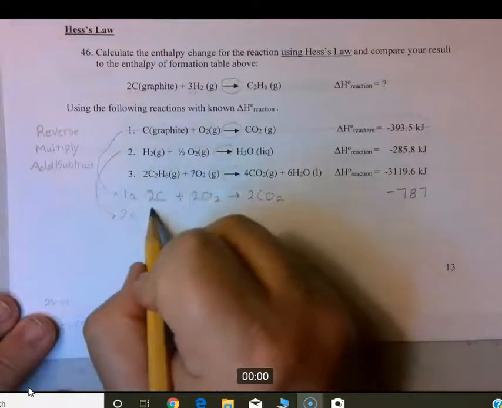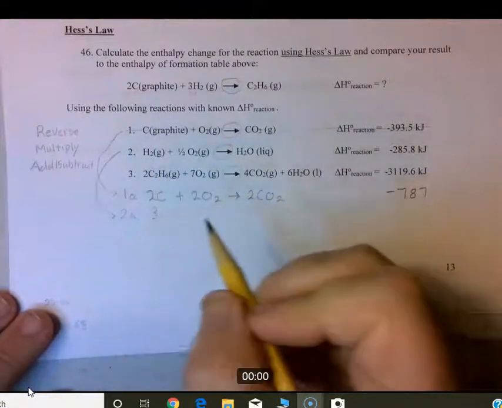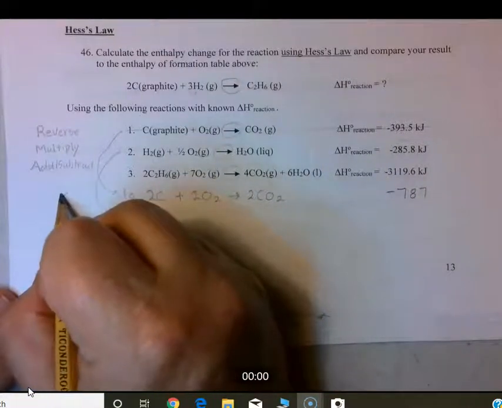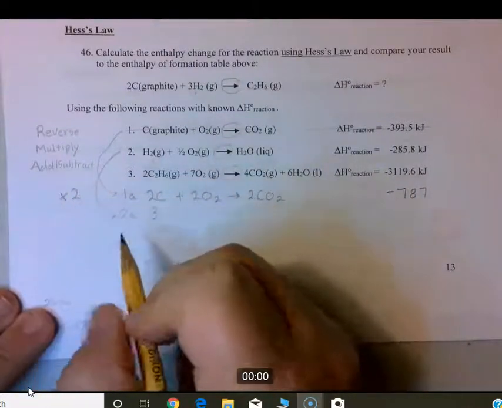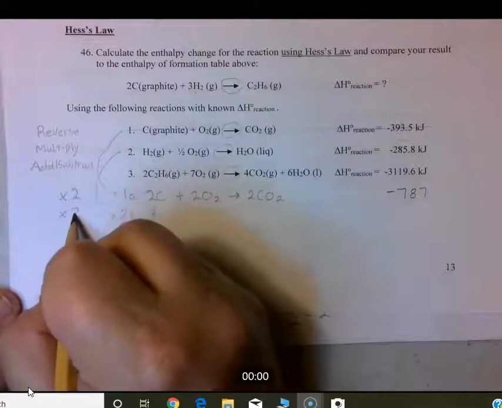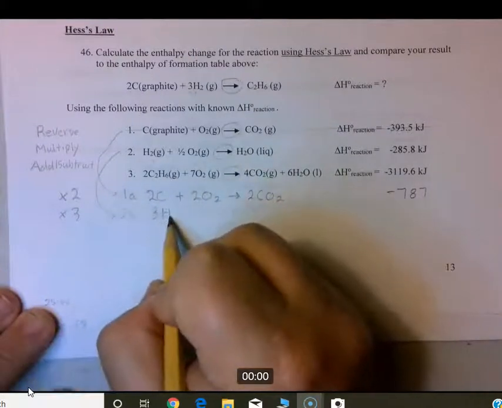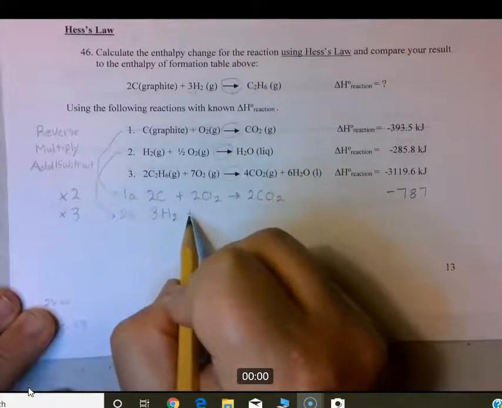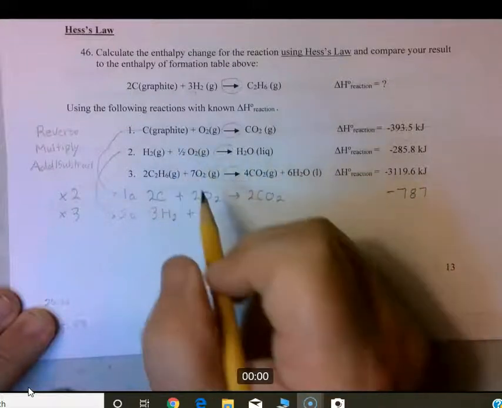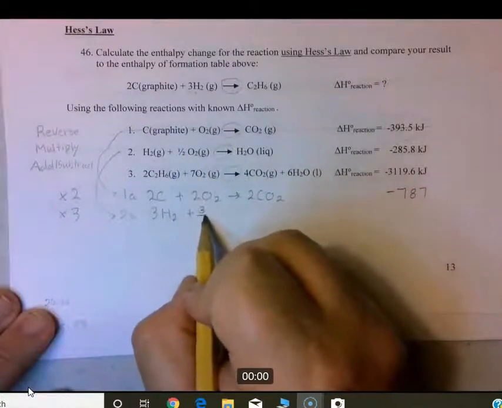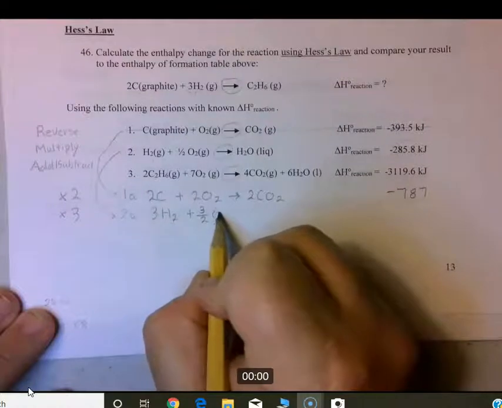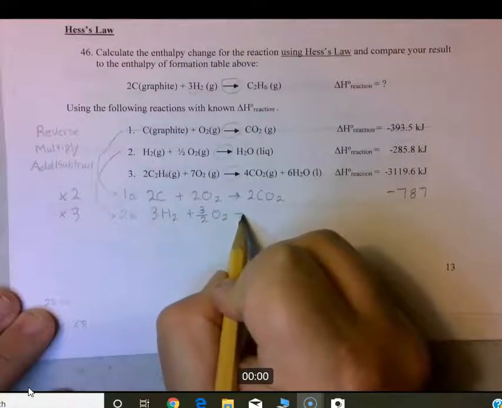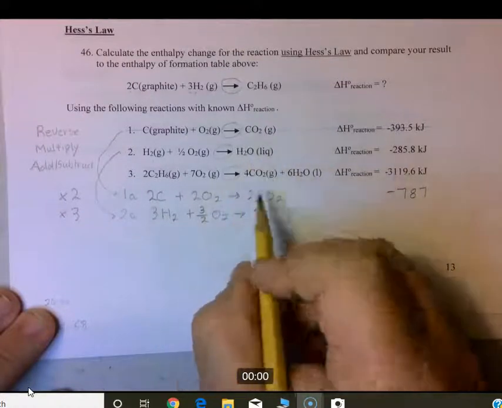And we're going to multiply by 3. I'll go ahead and put next to it what we did. We multiplied this one by 2. We're multiplying this one by 3. So it's 3H2. And that's going to be 3 times a half is 3 halves O2. And then we're going to have 3H2O.